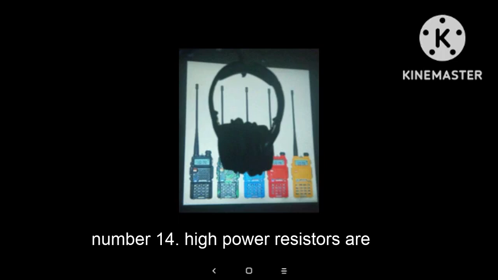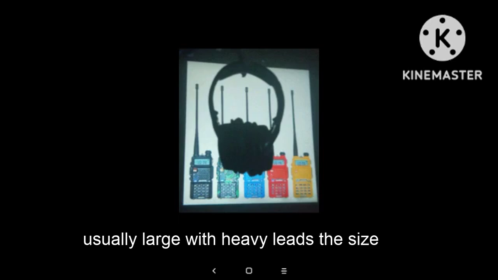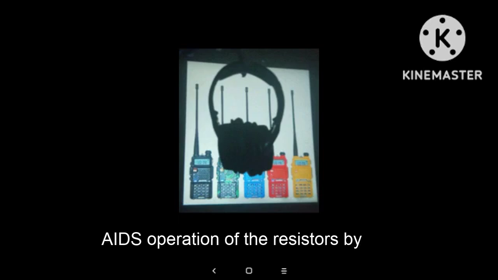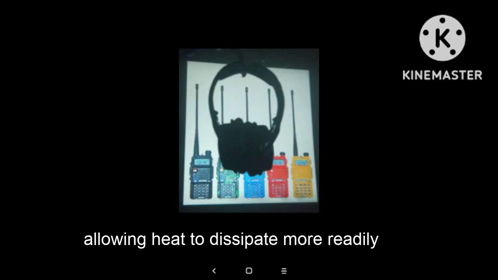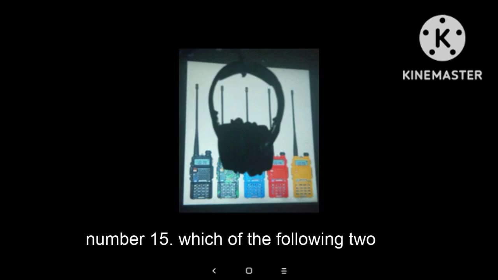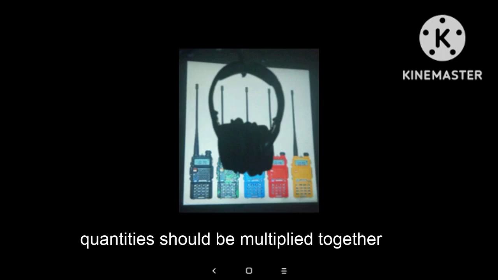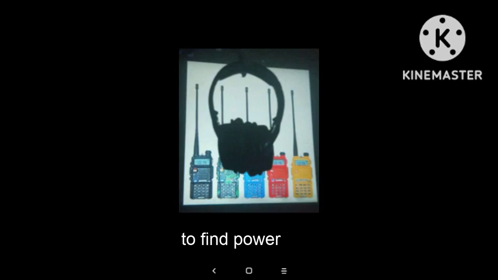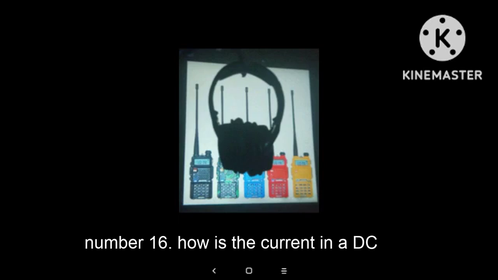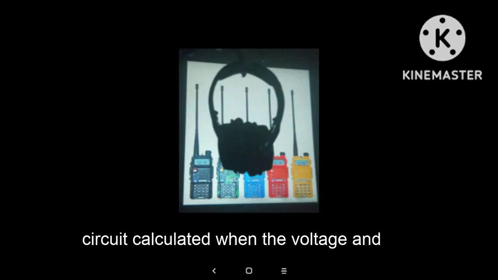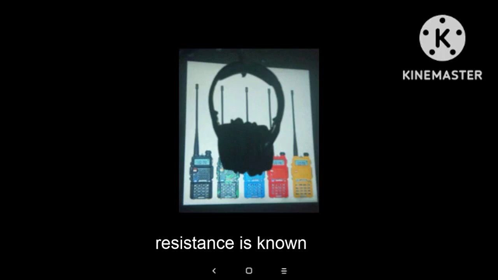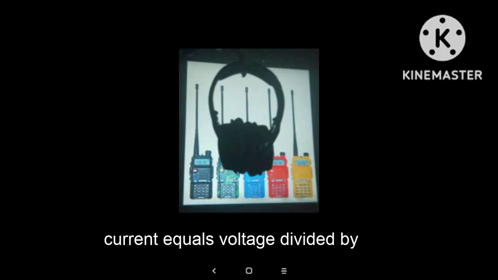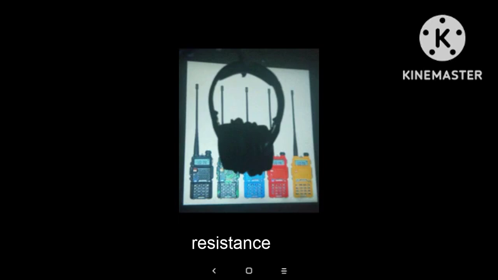Number 14. High-power resistors are usually large with heavy leads. The size aids operation of the resistors by allowing heat to dissipate more readily. Number 15. Which of the following two quantities should be multiplied together to find power? Voltage and current. Number 16. How is the current in a DC circuit calculated when the voltage and resistance is known? Current equals voltage divided by resistance.